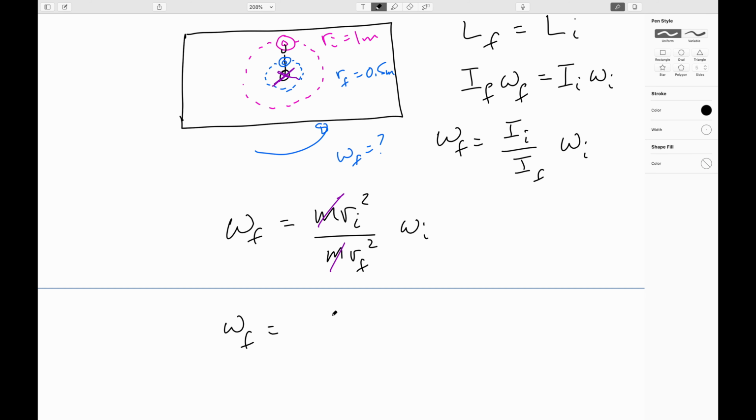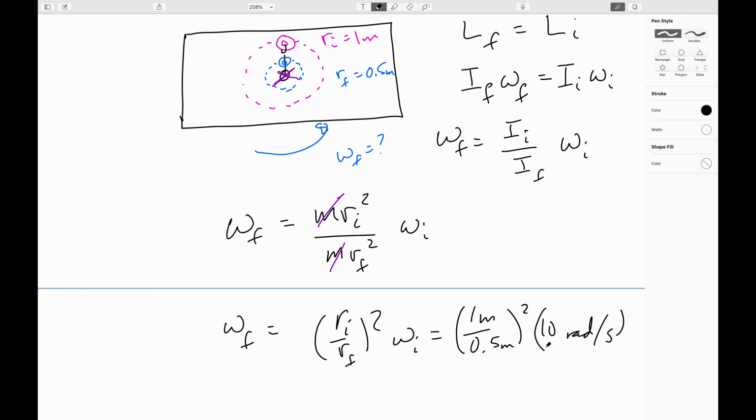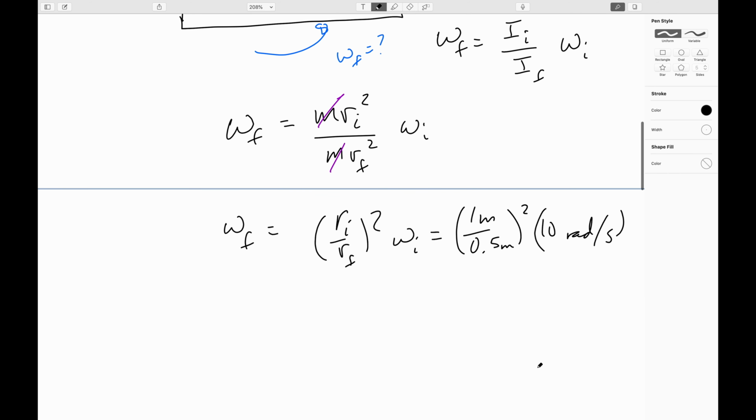And we can now go ahead and stick in the numbers. So we can clean up just a shade: R initial over R final squared times omega initial. Now let's put in the numbers. 1 meter over 0.5 meter, squared, times 10 rad per second. Well, 1 meter over 0.5 meter, that's just the number 2. Squared is 4. And so they'll be spinning around 4 times as fast, at 40 radians per second.